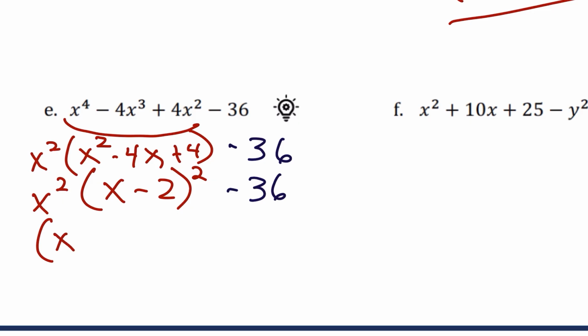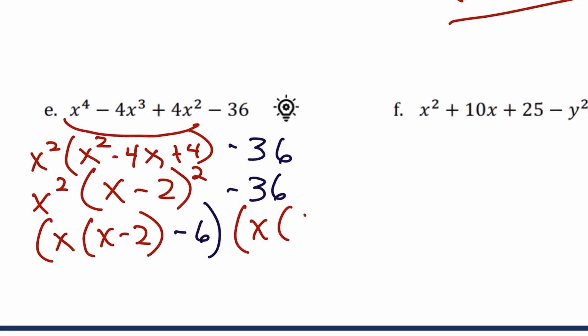So the square root of the first term would be x times x minus 2. That's the square root of this. That's kind of the red. And then I'm going to have minus 6. And then the second time, I'm going to have, again, x times x minus 2. And this time, I'm going to have plus 6.